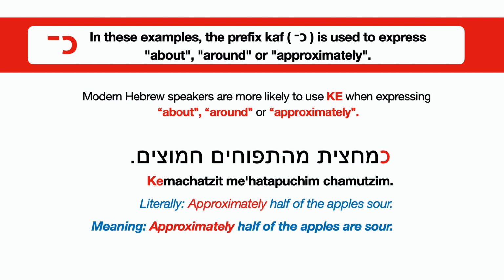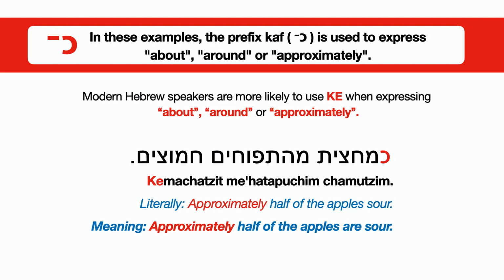Now let's have another example. כמחצית מהתפוחים חמוצים. כ here means about, around, or approximately. מחצית means half. Me means of, okay. Ha means the. תפוחים is the plural of apples. So apples. תפוחים means apples.